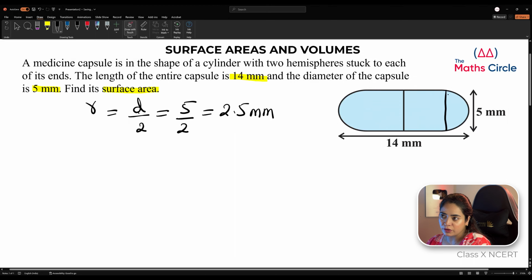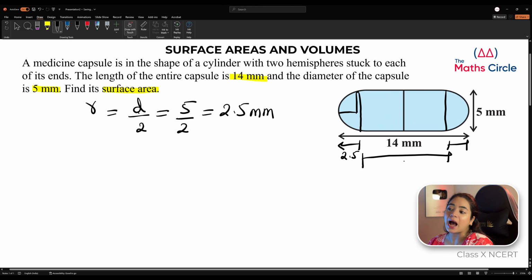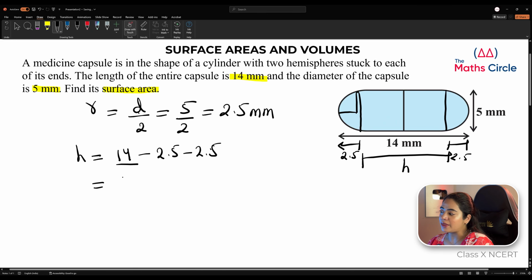Now if you observe carefully, these are two hemispheres stuck to the ends of the cylinder, and if this is the radius, so this is also the radius, and if these are two of the radius of the hemispheres, this length comes out to be the height of the cylinder. So to find the height of the cylinder, we simply subtract 2.5 from both of its ends from 14, and the answer comes out to be 9 millimeter.